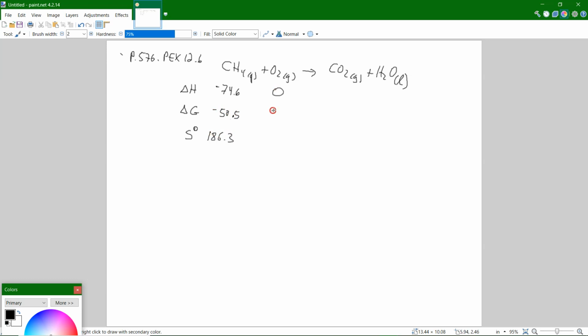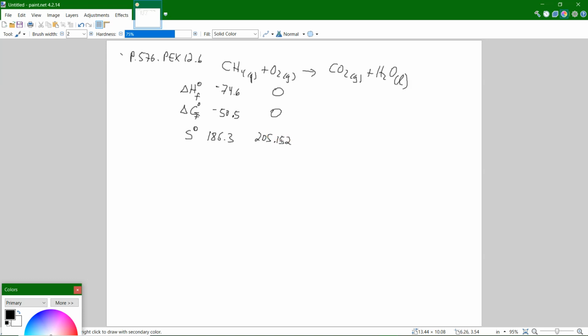For O2, delta H naught and delta G naught of formation are 0. S naught for oxygen, I have to go to the next page, is 205.152. I feel like I'm doing my taxes.